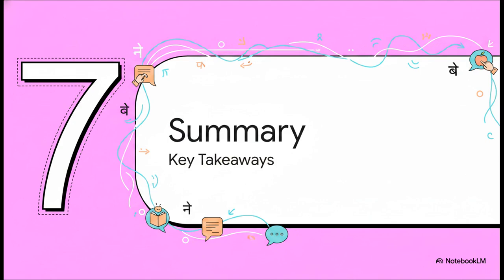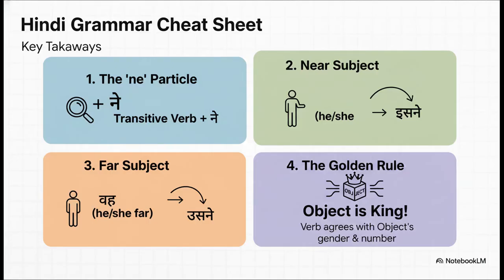We've covered a lot of ground pretty quickly, so let's just do a super fast summary of the key takeaways from today. So, 4 key points. 1. The ne suffix gets used in the past tense with these action verbs. 2. For someone nearby, ya becomes isne. 3. For someone far away, va becomes usne. And 4. The golden rule. The verb always agrees with the object. If you can remember those, you've mastered a huge part of Hindi grammar.